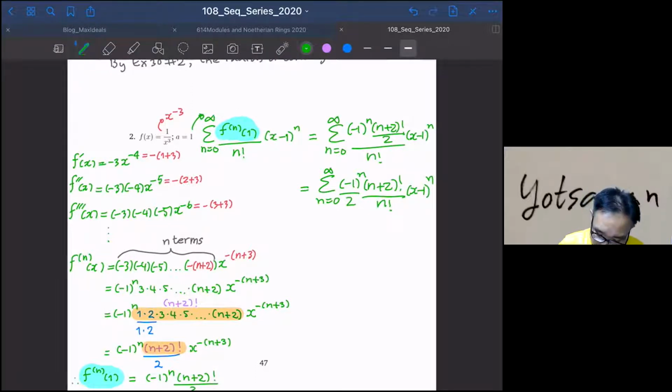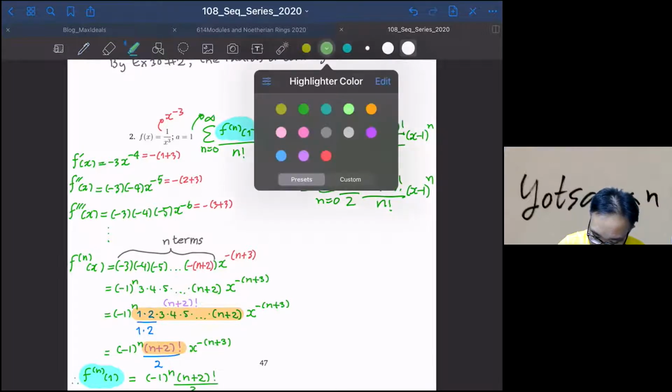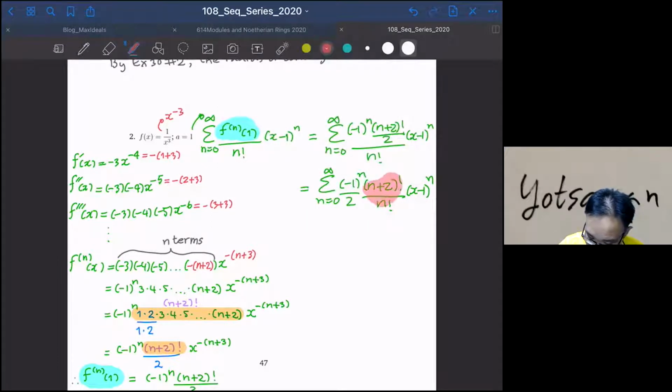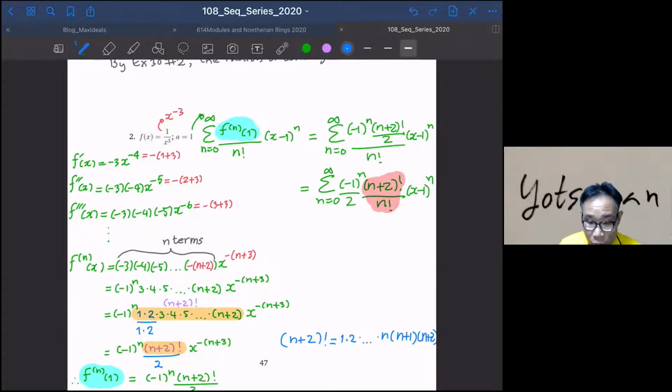Okay, so we have to work on this red term. I'm going to highlight this one and work on this term. What is this term? (n plus 2) factorial over n factorial. So we recall that (n plus 2) factorial is 1 times 2 times until n, times (n plus 1) times (n plus 2), and the final term is equal to n plus 2.